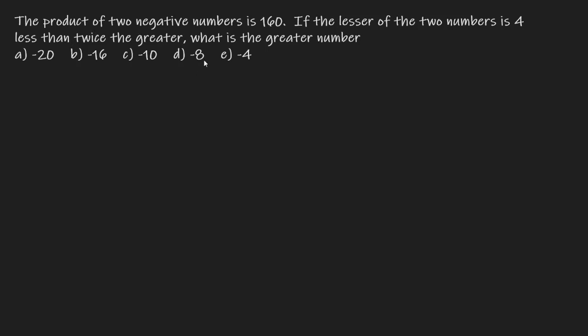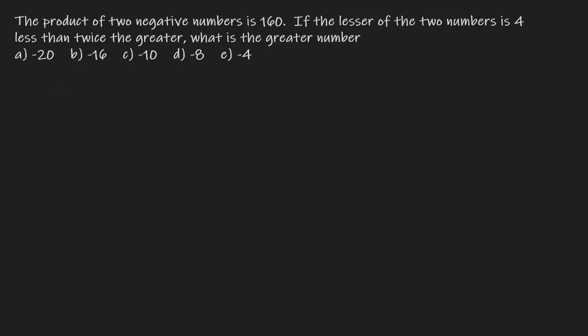Now, the way this question is worded is kind of overcomplicated. What we want to do is just write down what the question is telling us, to simplify and clarify the question. Now, let's take the first part. The product of the two negative numbers is 160.